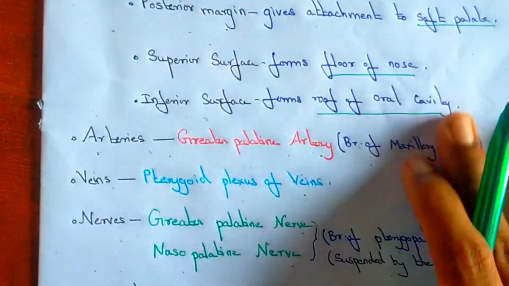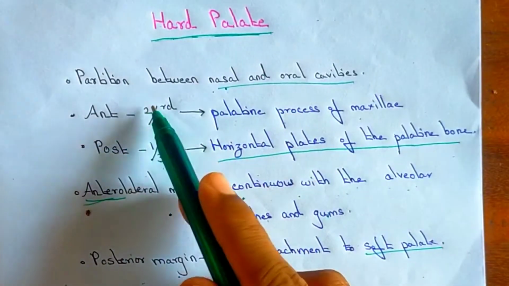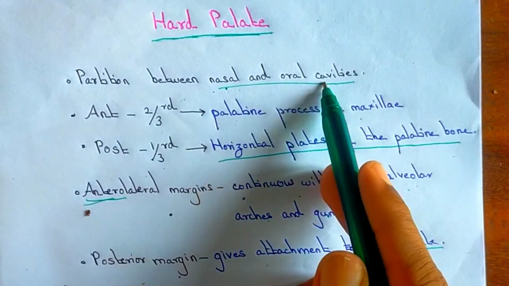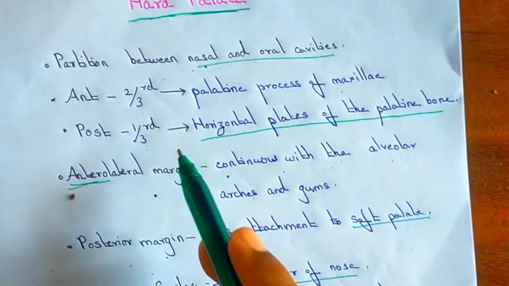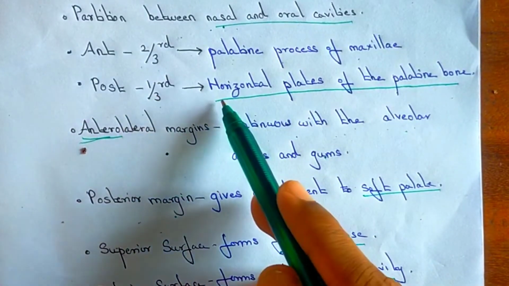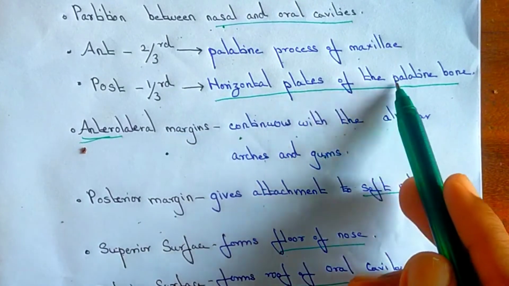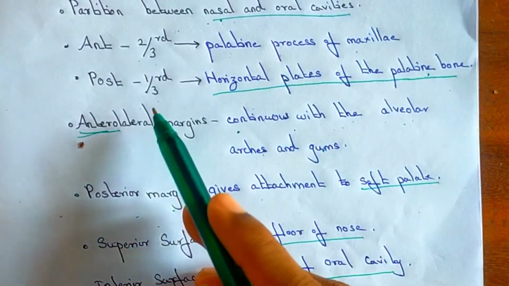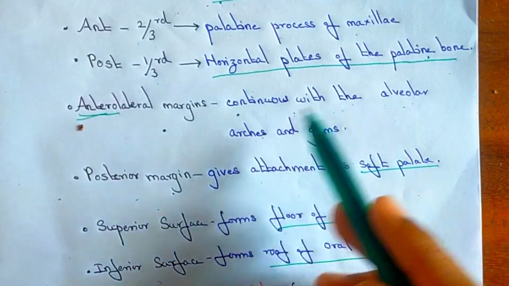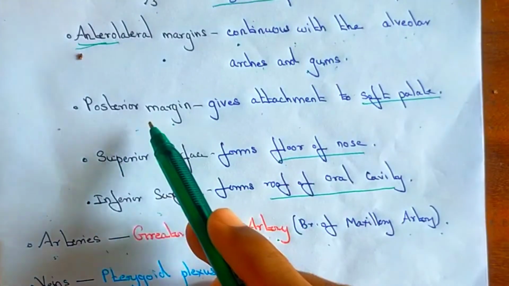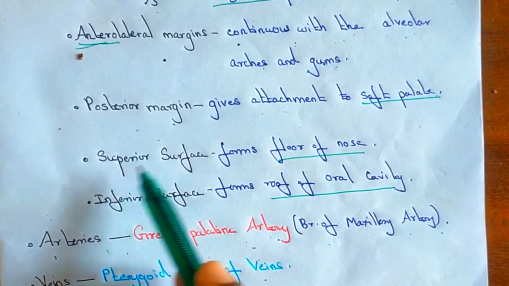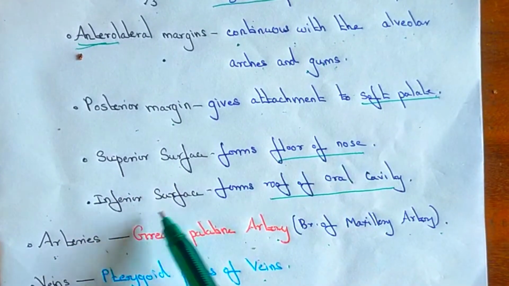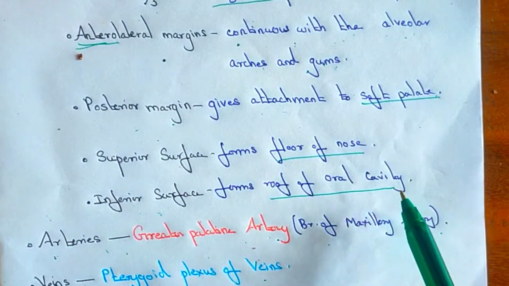Let me revise you once again. Hard palate is the partition between the nasal and the oral cavities. The anterior 2/3 is formed by the palatine process of maxillae. The posterior 1/3 is formed by the horizontal plates of the palatine bone. The anterolateral margin continues with the alveolar arch and the gums. Posterior margin gives attachment to the soft palate. Superior surface forms the floor of the nose. Inferior surface forms the roof of the oral cavity.